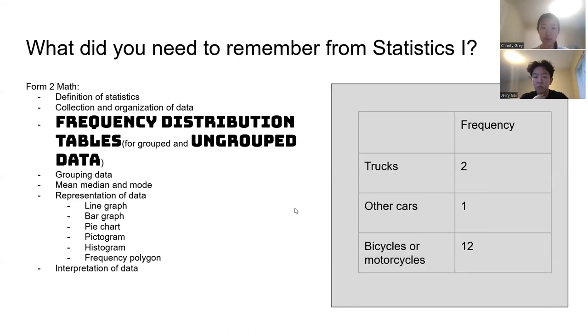That's different from ungrouped data, where the data is not in a bucket. It does not go over a range of numbers. It's simply one label. And here the labels are trucks, cars, bikes, or motorcycles. And you can see the frequency: the number of trucks, the number of cars, the number of bikes, and motorcycles.